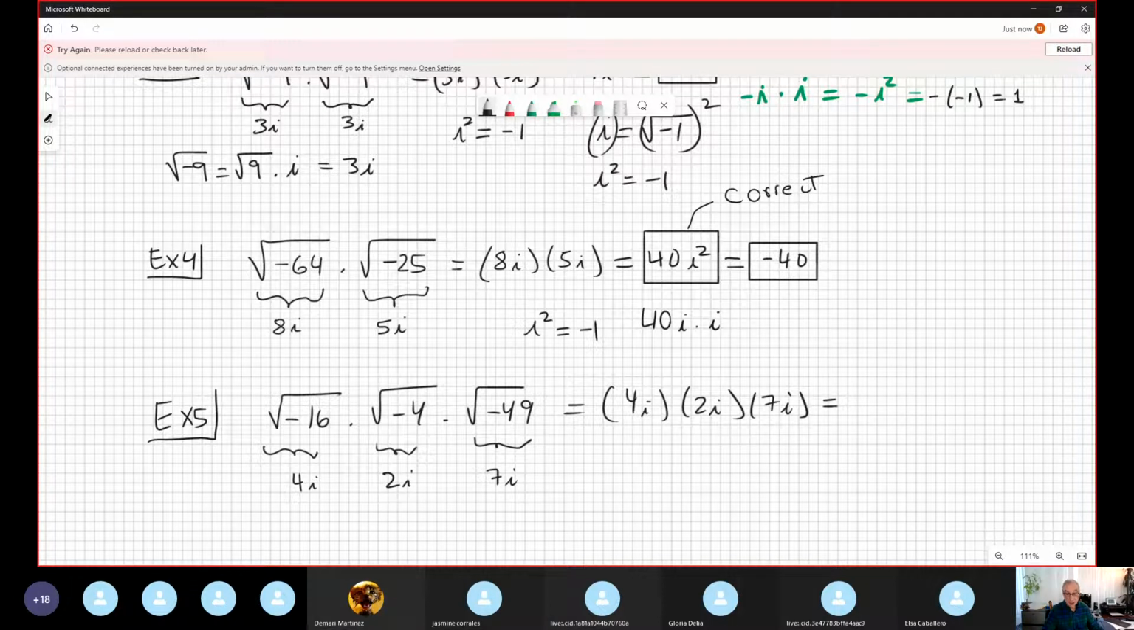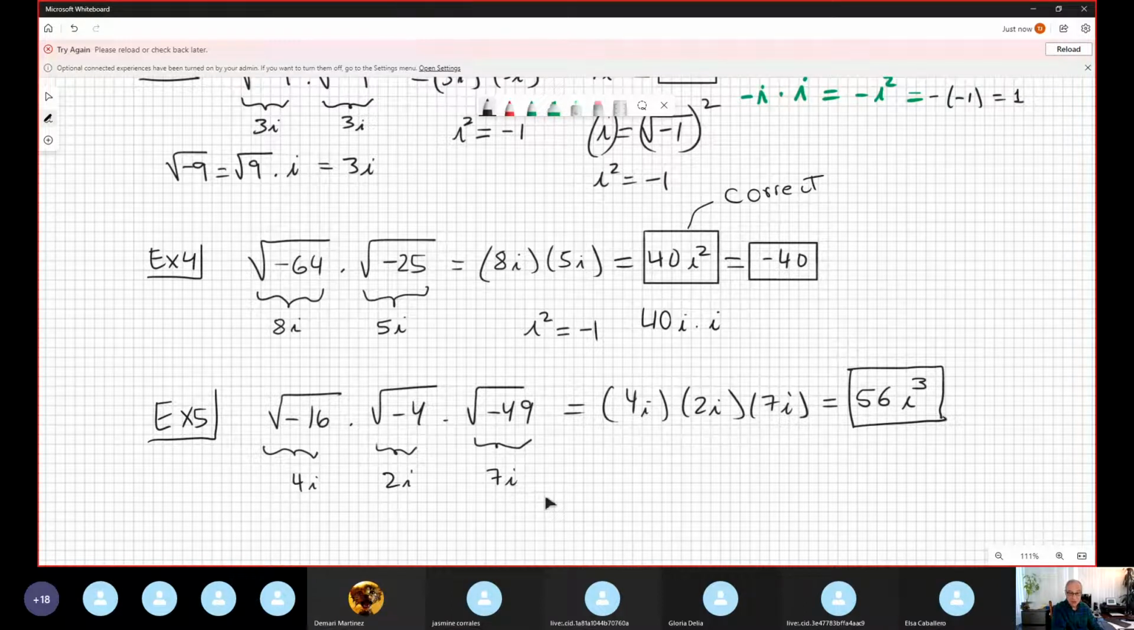You multiply 4 times 2 is 8, 8 times 7 is 56, and i cubed, because we have 3 i's. You could leave it like that. It's correct, but it's incomplete, because you need to know that i cubed is negative i. In this case, you rotate 3 times 90 degrees, so now the vector is located at 270 degrees.